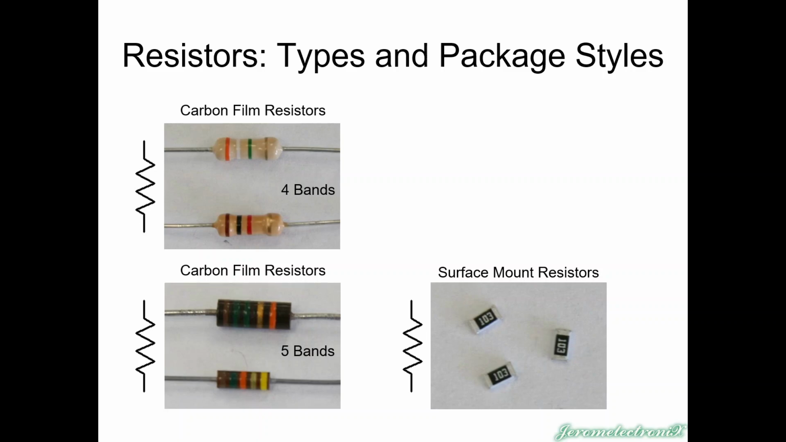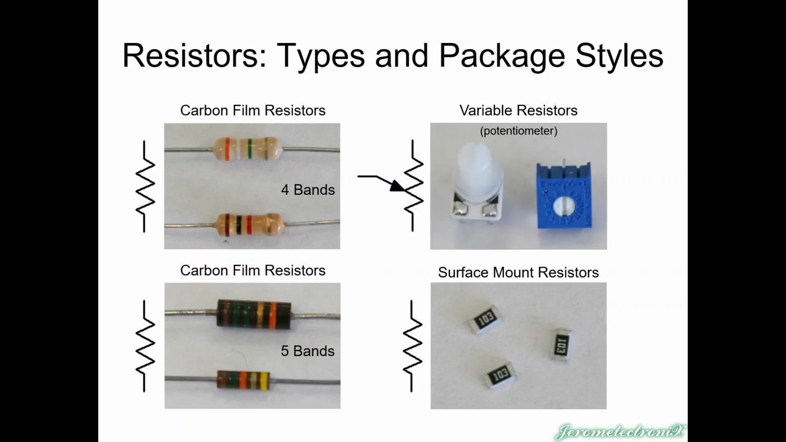These can be much smaller than this. I'll show size comparisons in a minute. But there's another kind of resistor, and that is called the variable resistor. Variable resistor means that you can actually turn a knob and increase or decrease the resistance.